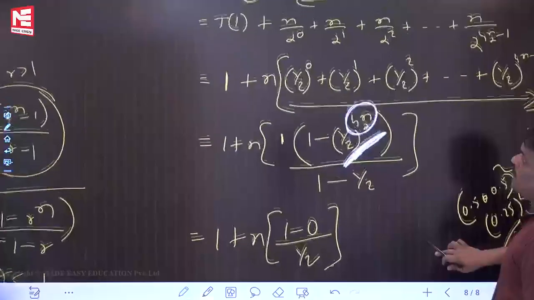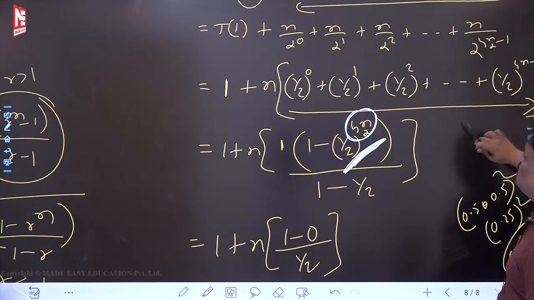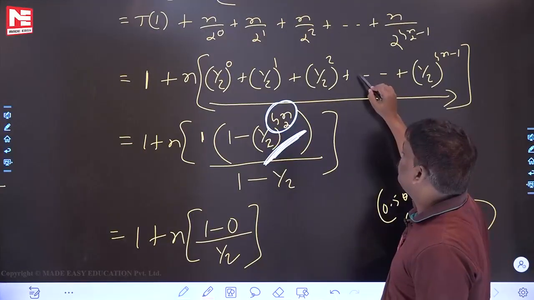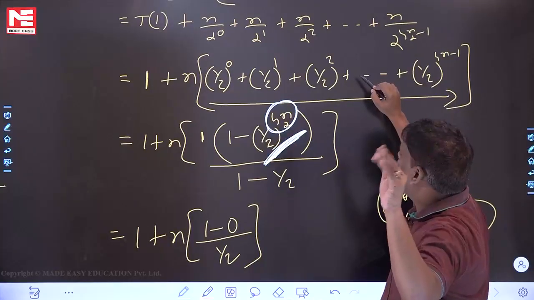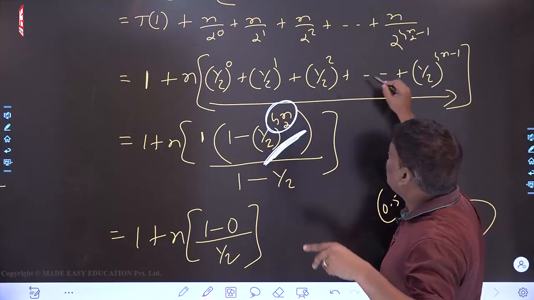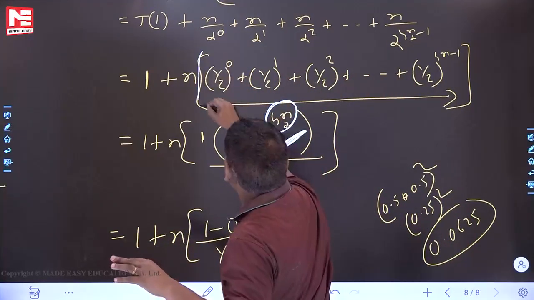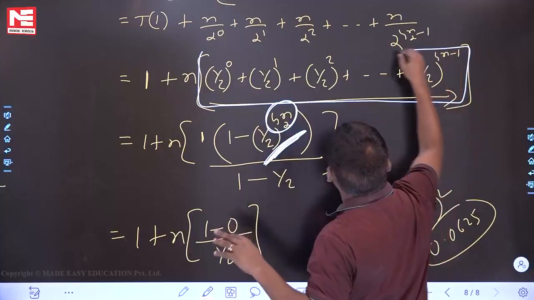I am repeating once again now. This GP series, if you solve, please be careful. One interesting point I want to say to you. Is it GP series? Yes. In the GP series, is R value less than 1 or more than 1? Less than 1. Try to remember GP series where R value is less than 1.